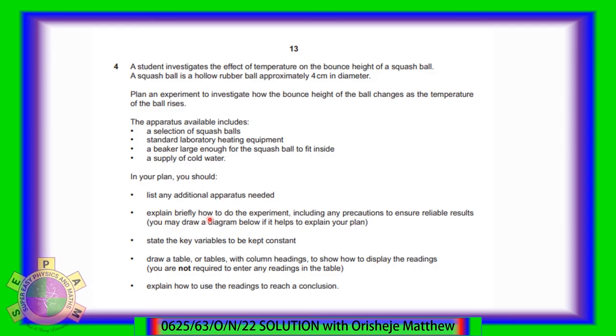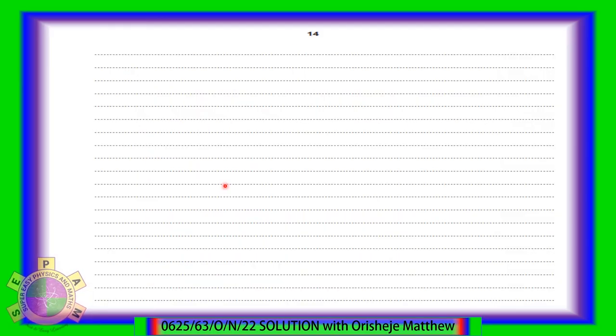Explain briefly how to do the experiment, including any precautions to ensure reliable results. State the key variable to be kept constant. Draw a table, then explain how to use the readings. So these are the major points you need to consider. Major point one, major point two, the procedure, major point three, variables, major point four, the table of values, major point five, you have analysis, how to draw your conclusion. So let's see how we can plan this experiment. Let's take each of the points.